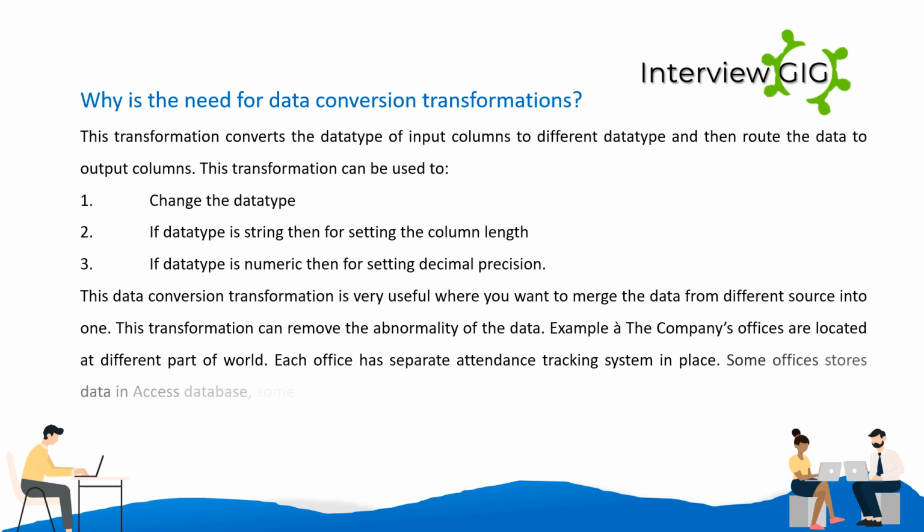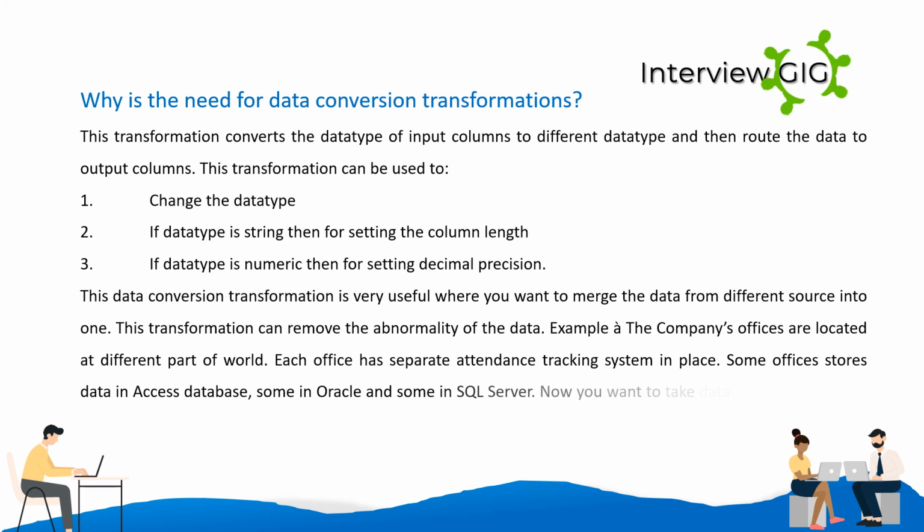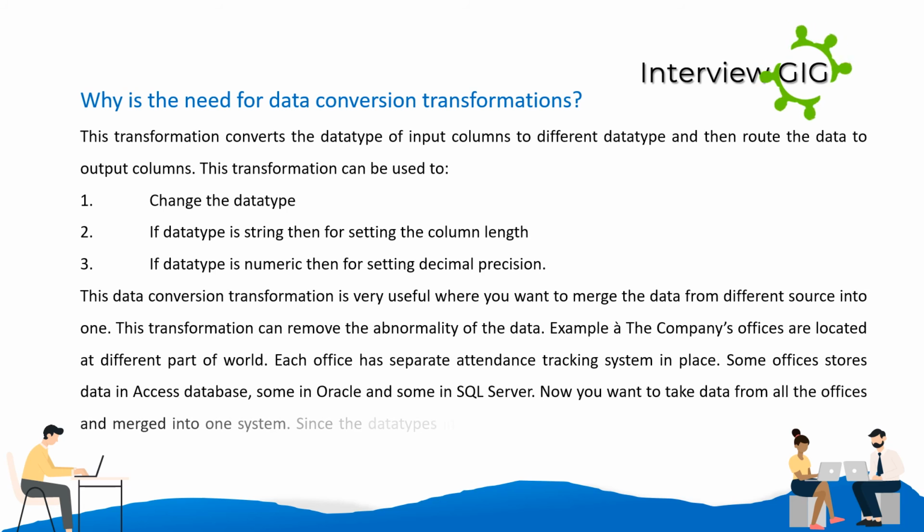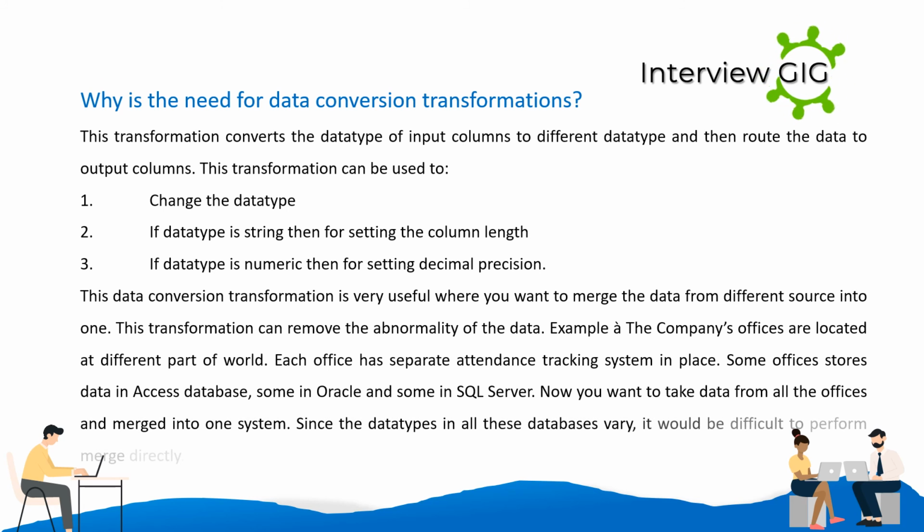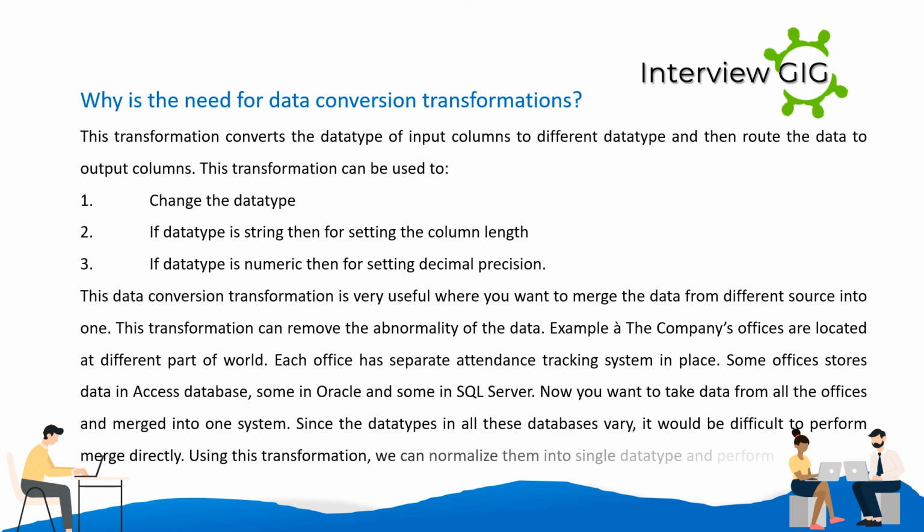Example: all the company's offices are located in different parts of the world. Each office has a separate attendance tracking system in place. Some offices store data in an Access database, some in Oracle and some in SQL Server. Now you want to take data from all the offices and merge it into one system. Since the data types in all these databases vary, it would be difficult to perform the merge directly. Using this transformation, we can normalize them into a single data type and perform the merge.